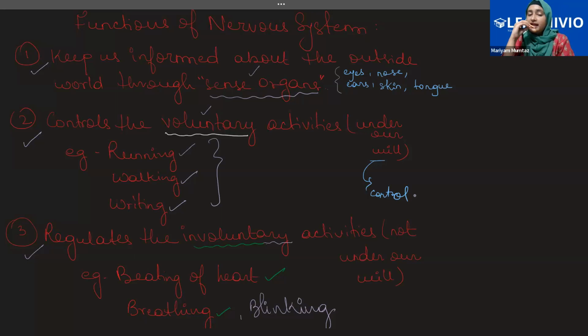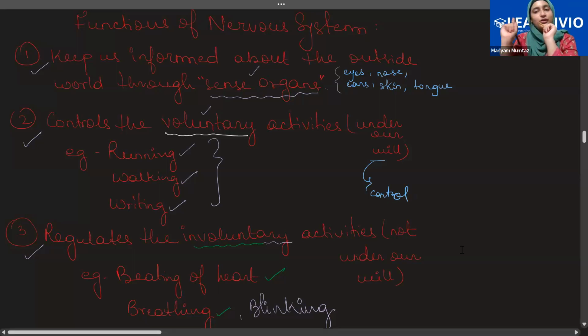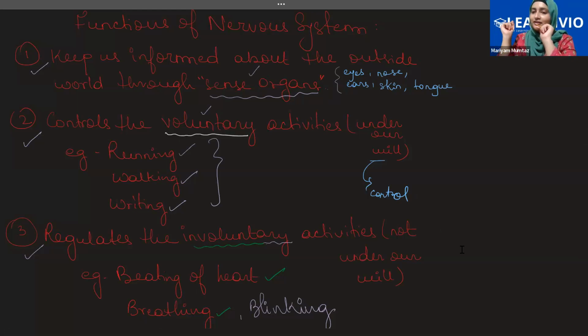Now, coming on to the second function. All of the activities of our body that we can do whenever we want to do. For example, if I ask all of you to stand up right now, all of you would do so. I asked you all to switch on your camera, you did, because that is under your control. Now, if I become very cruel and I ask you to stop your heart from beating right now, will you be able to do so?